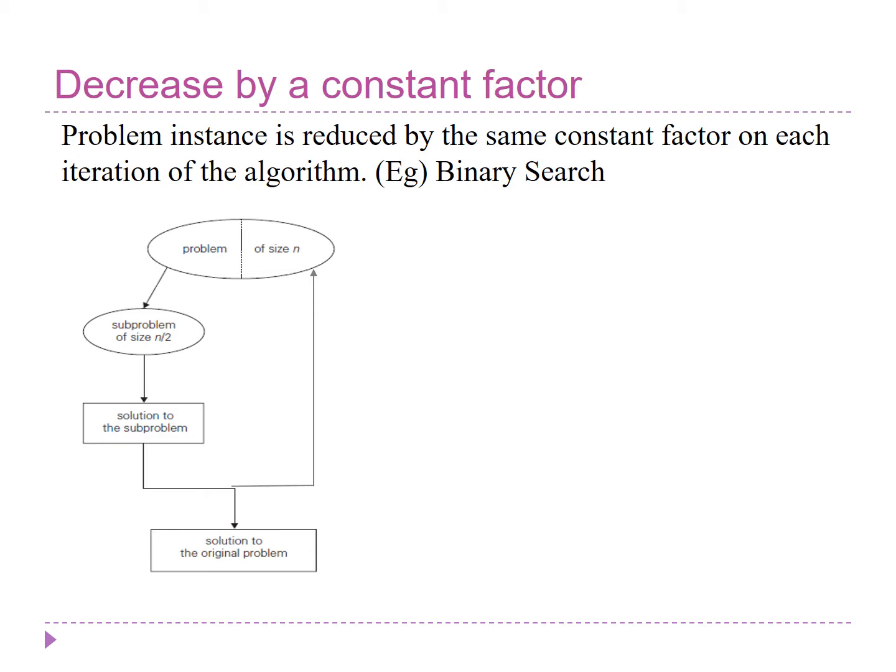Decrease by a constant factor technique. In this, the problem instance is reduced by the same constant factor on each iteration of the algorithm. An example of such an algorithm would be the binary search, in which at each iteration the problem size is reduced to half. Given here is a flow graph representing the decrease by a constant factor technique.